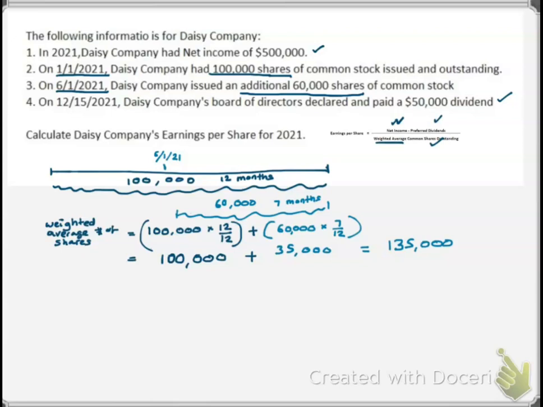Now that we have all the information, we can go ahead and calculate earnings per share. Earnings per share is equal to net income, which is 500,000. We don't have any preferred dividends, so we don't need to subtract anything, divided by the weighted average common shares outstanding, which is 135,000. That gives us an earnings per share of $3.70 for 2021.